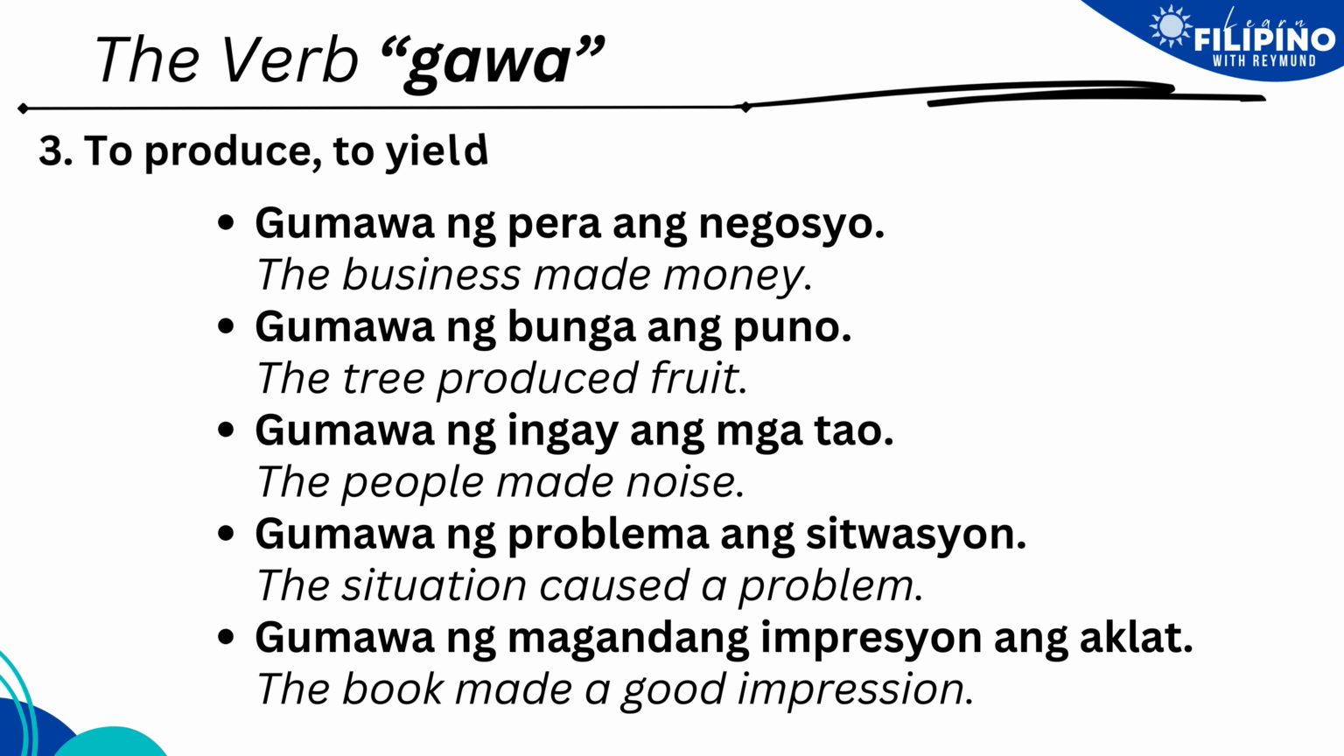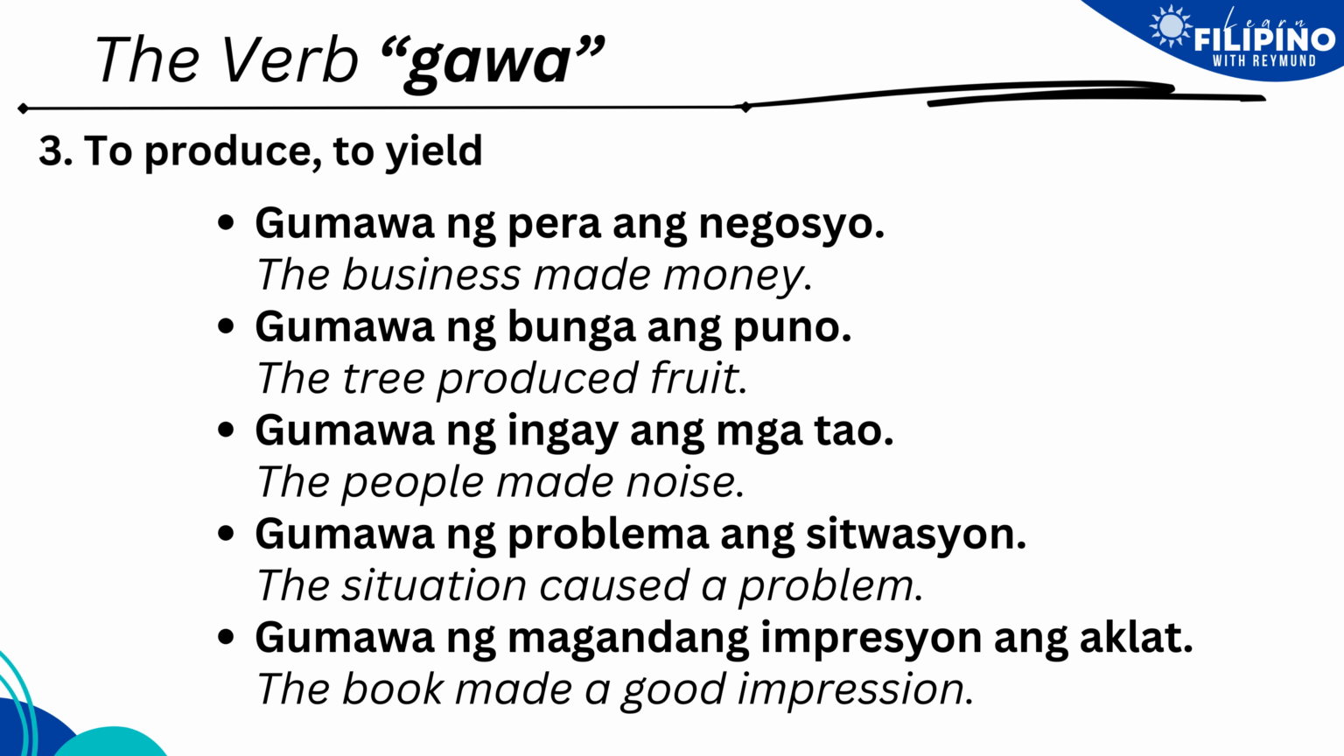Definition number 3 is it means to produce or to yield. Gumawa ng pera ang negosyo. So the business made money, pera is money, and the negosyo is a business. Gumawa ng bunga ang puno. So a bunga is a fruit and then a puno is a tree. So gumawa ng bunga ang puno, the tree produced fruit.